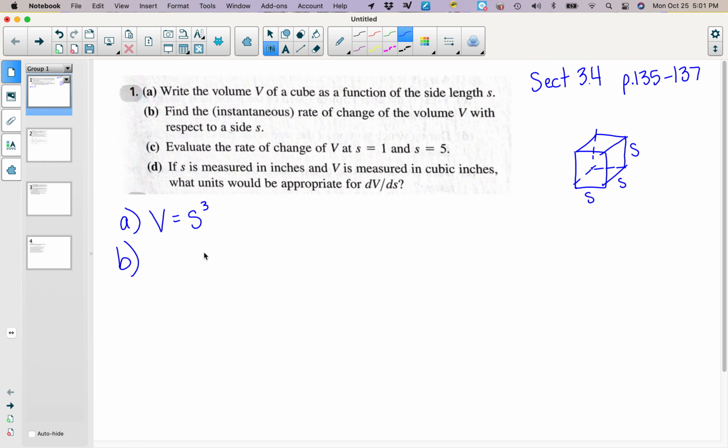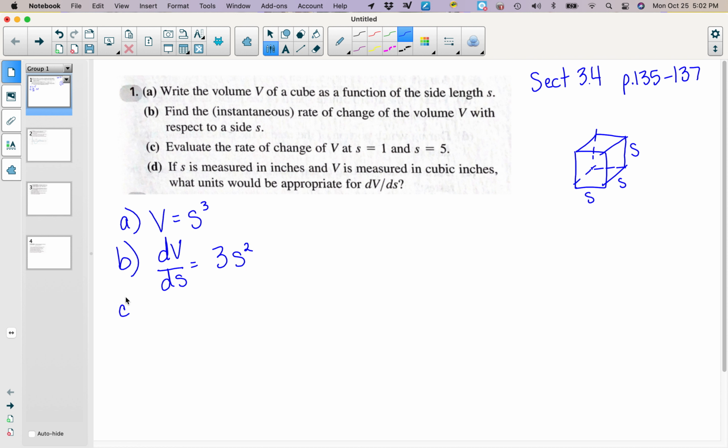So the notation we're going to use, instead of V prime, I'm going to use dV/dS. And we're just going to use the power rule. So our variable that we're dealing with is an S. So we have 3S squared.